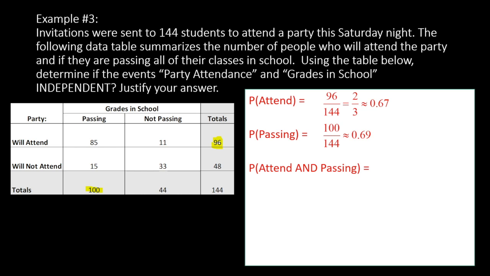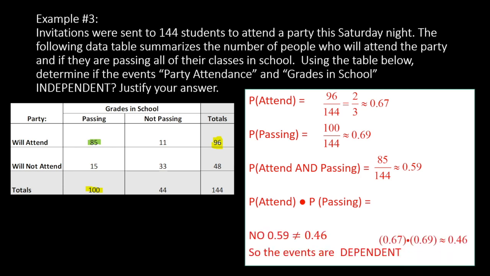And then we want to look at the probability of attending and passing. If you recall, when we did this before, we looked at where those two intersect. So passing and attend is 85 out of 144, which is about 0.59. When we multiply these two numbers together, 0.67 times 0.69, we get 0.46. Well, 0.46 definitely is not equal to this 0.59, which we know is the probability of both events occurring because it's given to us. So these events, we would say, are dependent.